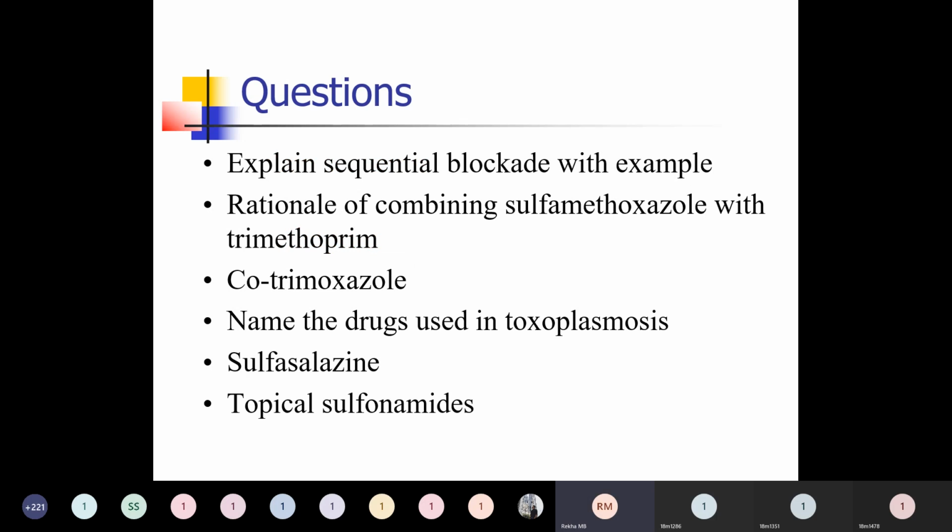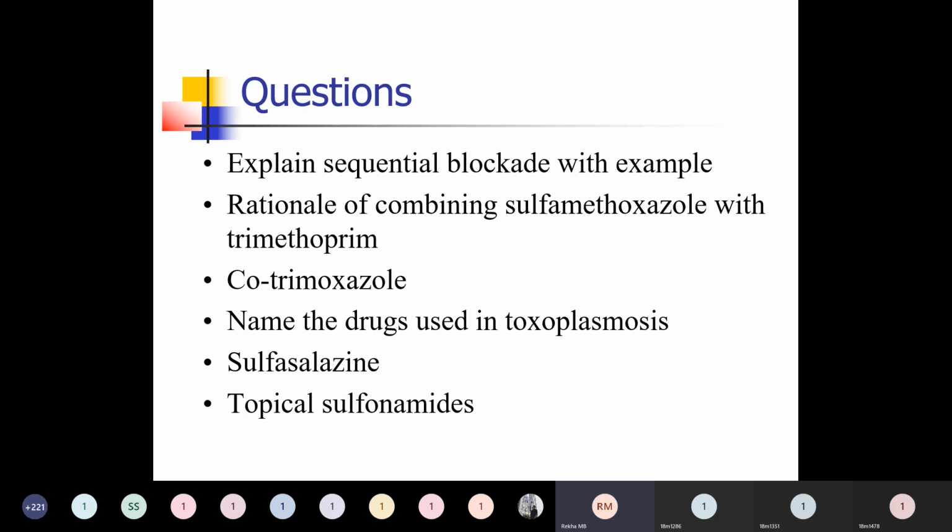Now coming to the expected questions from this topic. There may not be any long essay from this topic, but short notes or short answers are frequently asked. The first one is explain the sequential blockade with example. So you need to explain with the flow chart. You can take example of sulfamethoxazole with trimethoprim, or you can explain sulfadoxine with pyrimethamine combination. The next question is rationale of combining sulfamethoxazole with trimethoprim. So you have to explain the reason why these two are combined and what are the merits of this combination.